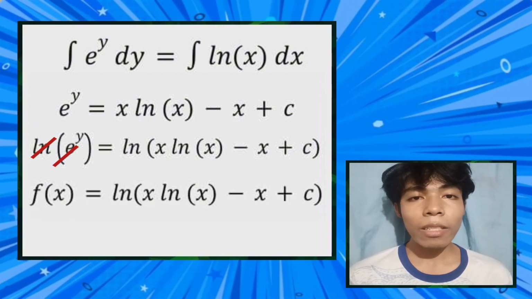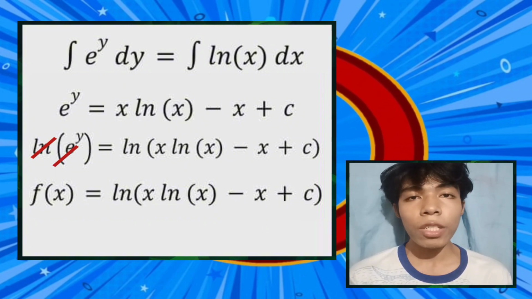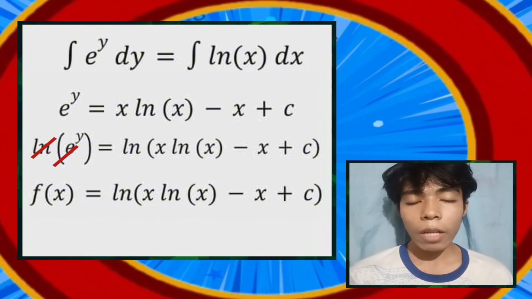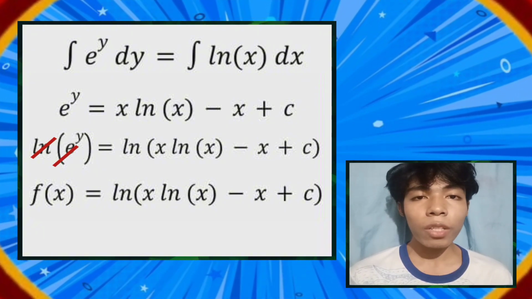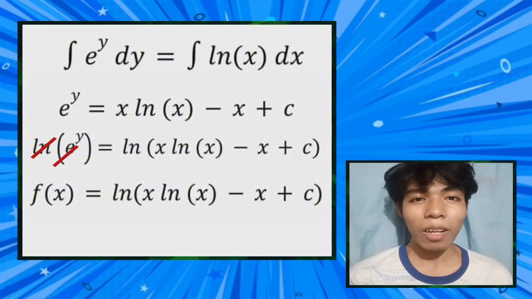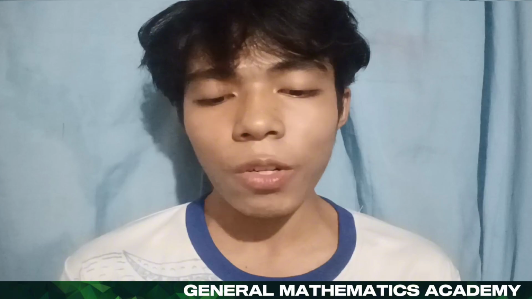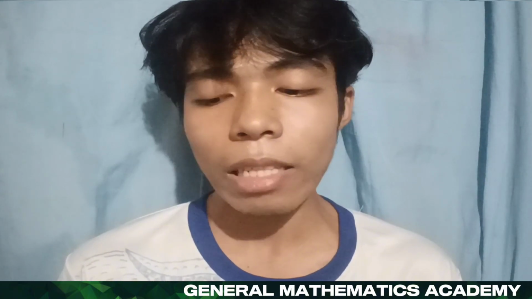So, ladies and gentlemen, the general solution to the first order separable differential equation is y equals the natural logarithm of x times the natural logarithm of x minus x, plus the positive arbitrary constant c. And that is the general solution to a first order separable differential equation.